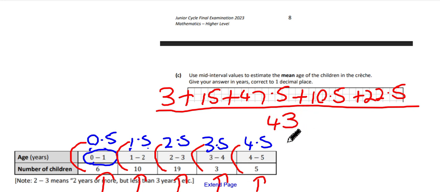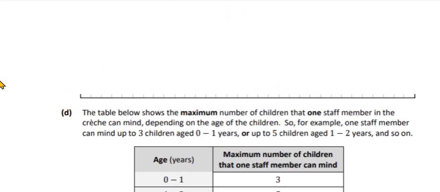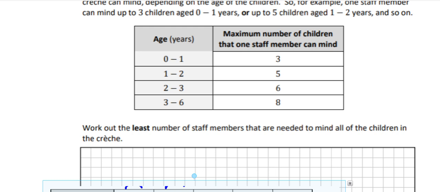Where do you think the average should be, roughly? If the oldest kid is 5 and the youngest kid is 0, where do you think the average should be? Somewhere in the 2 to 3 region. If you don't get that answer, you've done something wrong. So what do we get when we add all them up and divide by 43? 2.2. That sounds about right. You all good? Okay.